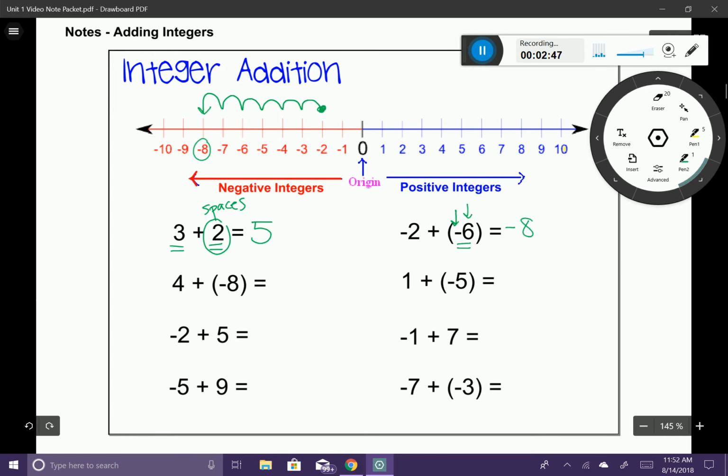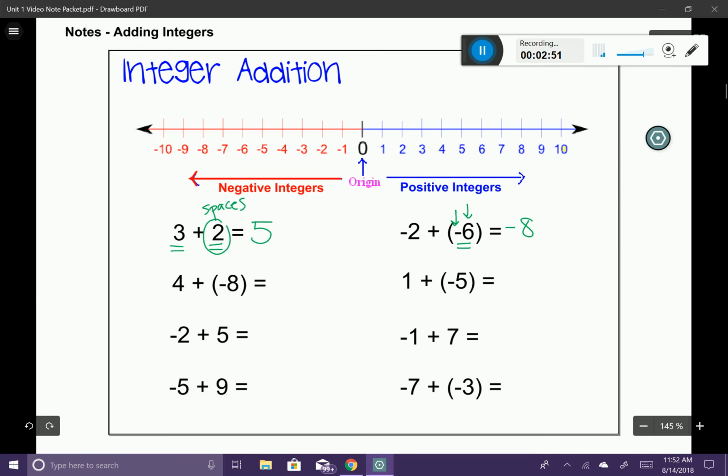Okay, let's try another one. Now that we've done an example with only positives and only negatives, let's go ahead and use a positive and a negative. My next example is 4 plus -8. So I'm going to start by putting my little dot at +4, because that's my beginning number, and I'm going to add -8. The negative indicates that I'm moving in the negative direction, and then the 8 indicates how many spaces that I'm moving. So I'm going to move 1, 2, 3, 4, 5, 6, 7, 8 spaces, leading me to my answer of -4 on my number line.